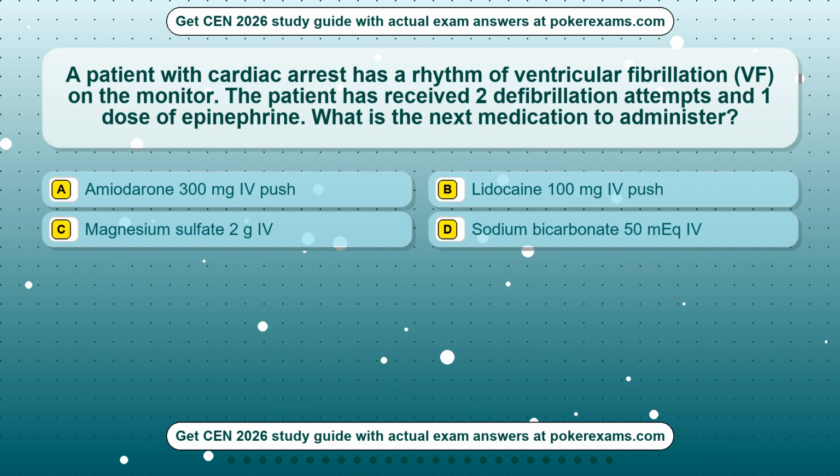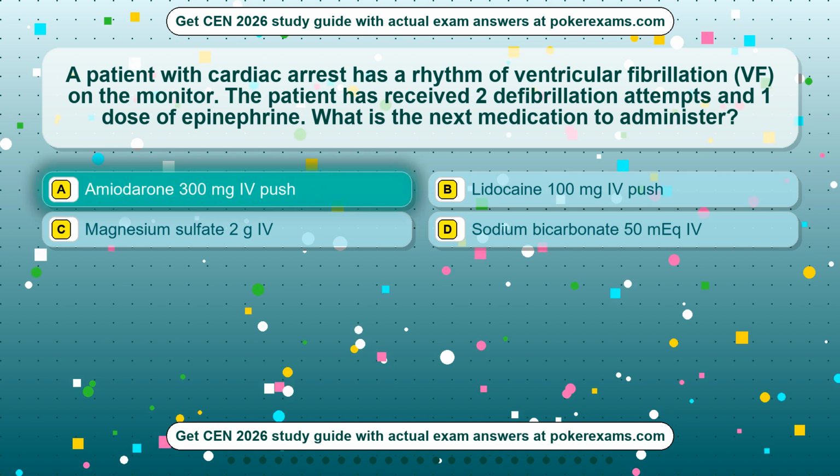Question 24. A patient with cardiac arrest has a rhythm of ventricular fibrillation, VF, on the monitor. The patient has received 2 defibrillation attempts and 1 dose of epinephrine. What is the next medication to administer? Option A: amiodarone 300 mg IV push. Option B: lidocaine 100 mg IV push. Option C: magnesium sulfate 2 g IV. Option D: sodium bicarbonate 50 mEq IV. The correct answer is option A.